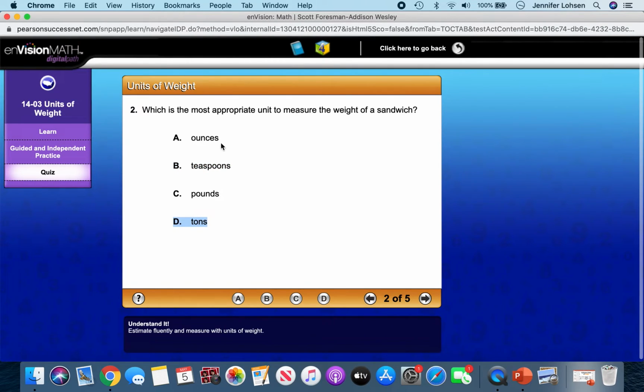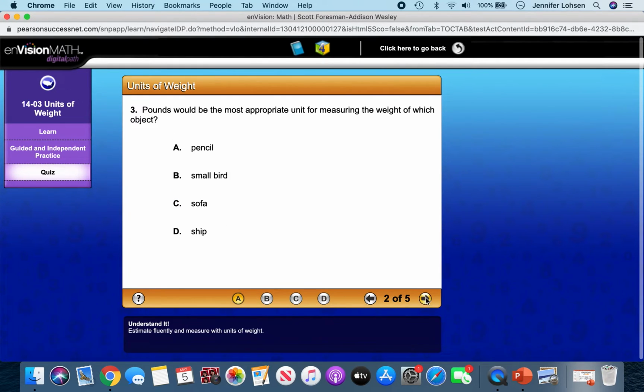Now, I might be stuck between ounces and pounds, depending on if it's my day after Thanksgiving sandwich or not. But let's just say it's a normal day, a normal sandwich. I am not straining at all. I can pick it up with one hand. I can hold it between two fingers. And if I can do that, then the most appropriate unit would be ounces.